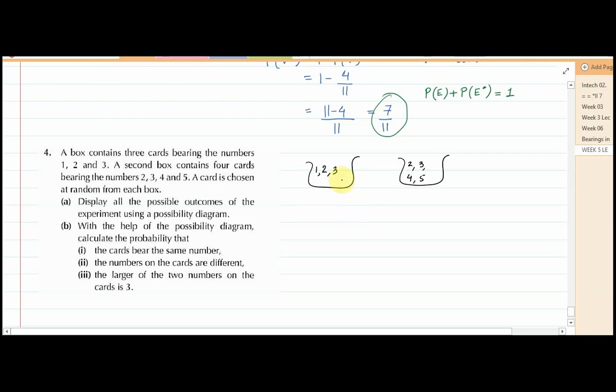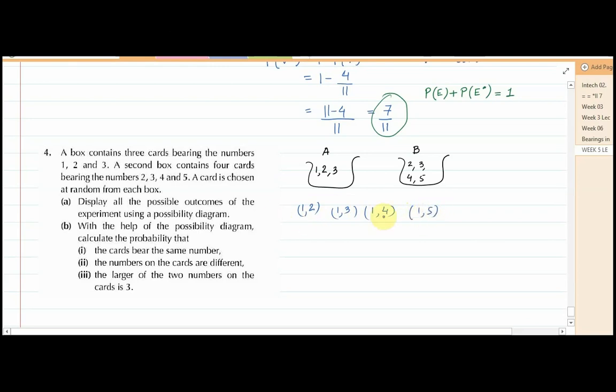Okay, so the possible outcomes, either you can pick 1, either you can pick 2, either you can pick 3, and there are 2, 3, 4 and 5. Now how do you show the same information with the help of a possibility diagram? Let's say that is bag A and that is bag B. I can pick in bag A 1, in bag B 2, right? In bag A 1, in bag B 3. In bag A 1, in bag B 4. In bag A 1, in bag B 5, right?